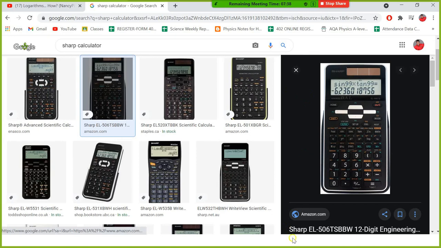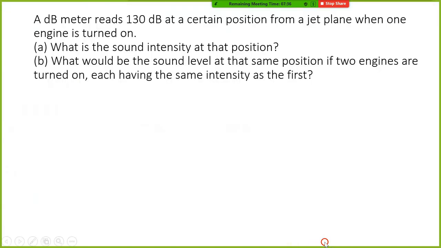Right. But yes, Campbell, the answer that you got is correct. Okay, great. So that's watts per meter squared. 10 watts per meter squared, yeah. Right. So the other part of the question is a little bit tricky in a sense. They asked us, what would be the sound level at that same position if two engines are turned on, each having the same intensity as the first?